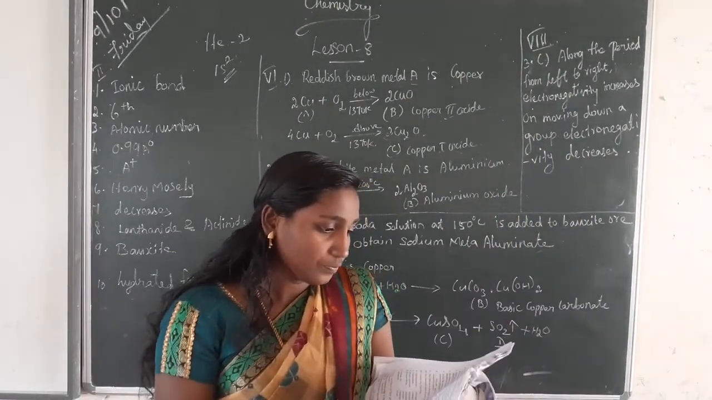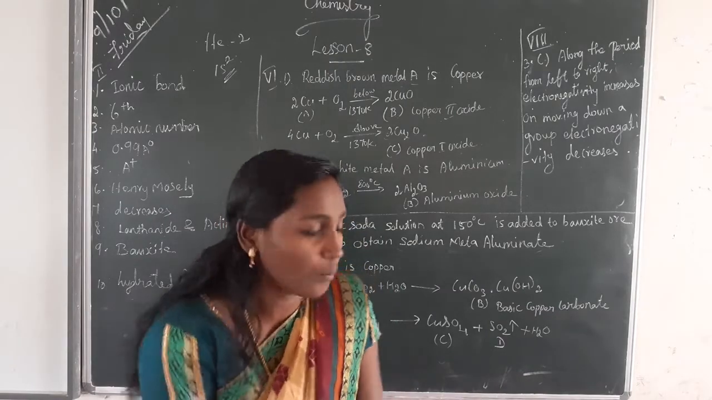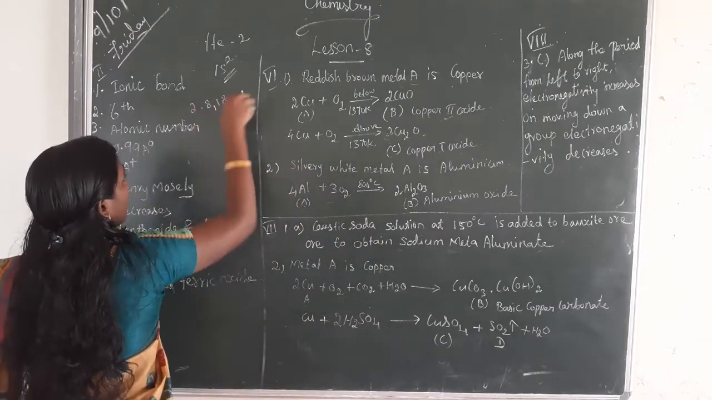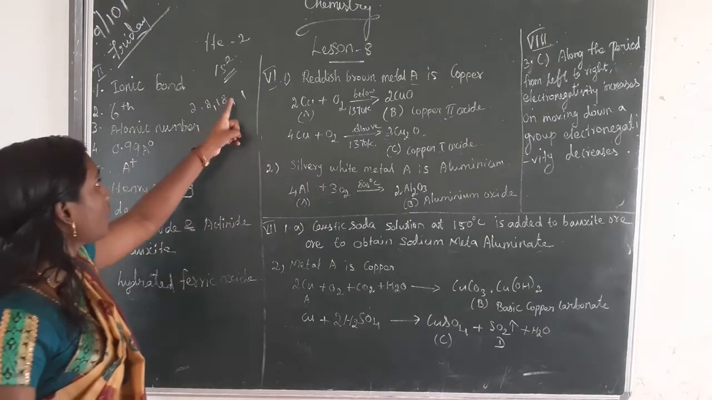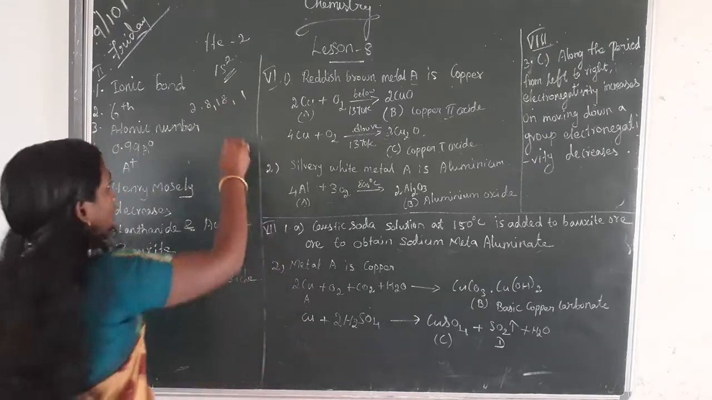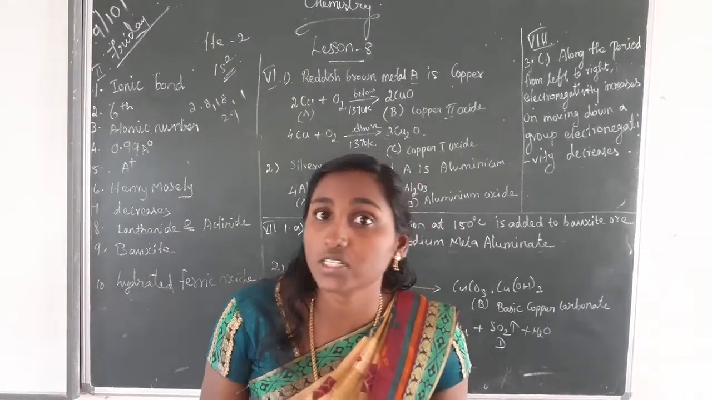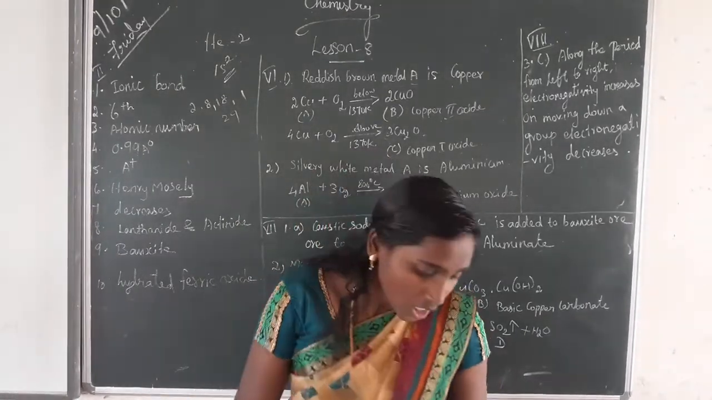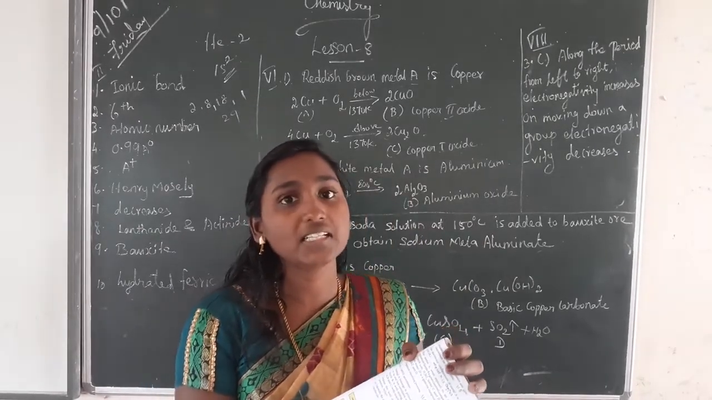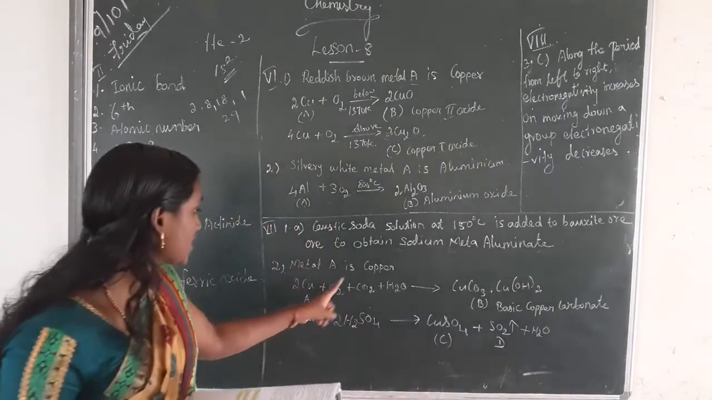The next question. The electronic configuration of metal A is 2, 8, 18, 1. So listen all of you. 2, 8, 18, 1. So count it. 18, 20 plus 2, 20, 28, 29. So atomic number 29. Can you guess which element? Atomic number 29 is copper, right? So metal A is what? Copper. Okay, metal A is copper.